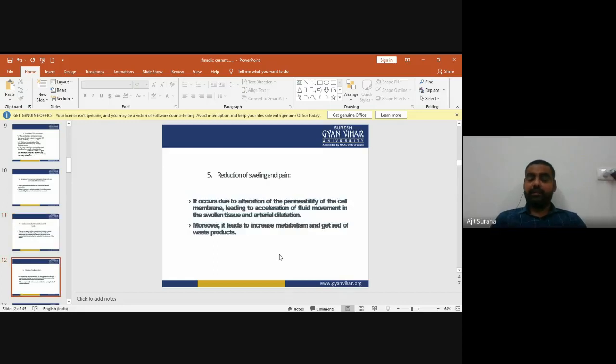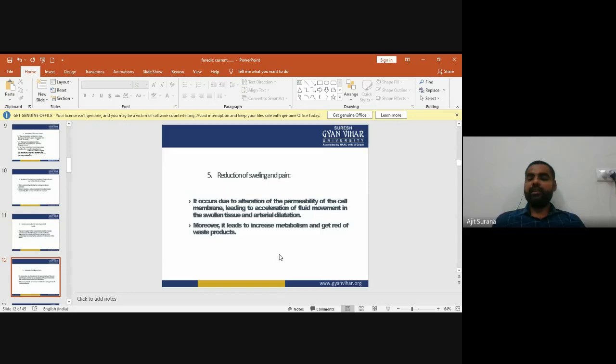Now, its use in reducing swelling and pain. It occurs mainly due to alteration of the permeability of the cell membrane, leading to acceleration of fluid movement in the swollen tissue and arterial dilatation. Moreover, it leads to increased metabolism and gets rid of waste products.